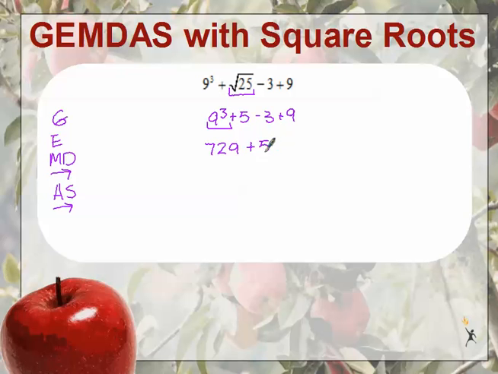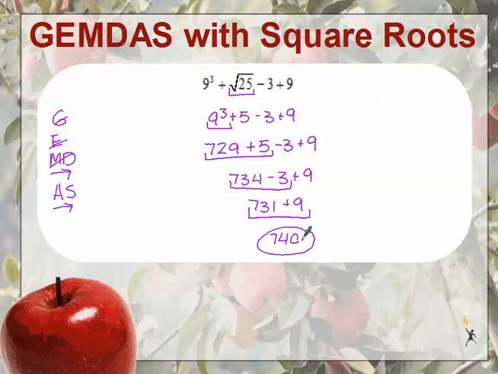And then I have the rest of the problem. I don't have any more exponents, and I don't have any multiplying or dividing. Now I can do my adding and subtracting. Remember, add and subtract from left to right. So I'm going to do my first one first. 729 plus 5 gives me 734. And I still have minus 3 plus 9. 734 minus 3 gives me 731, plus 9. And 731 plus 9 is going to give me 740 as your final answer.